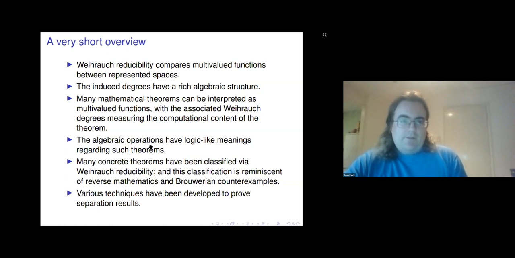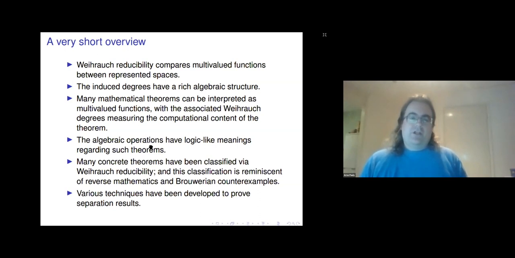Also, something which is maybe worth pointing out: we have a bunch of techniques to prove that certain Weihrauch degrees are actually distinct, which again, I think is a bit different to many other cases. Like specific Turing degrees that you care about are iterations of the halting problem, where you don't really need a lot of techniques. In complexity theory, we really don't know how to prove that stuff is different.